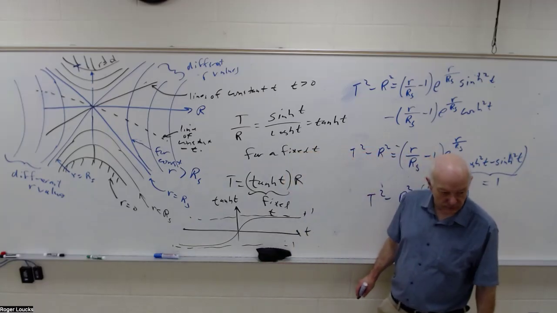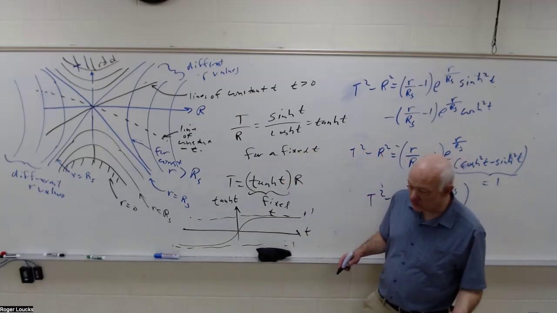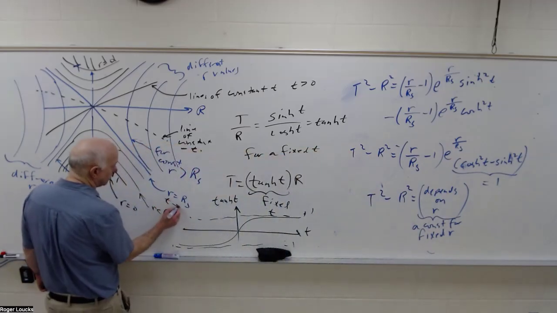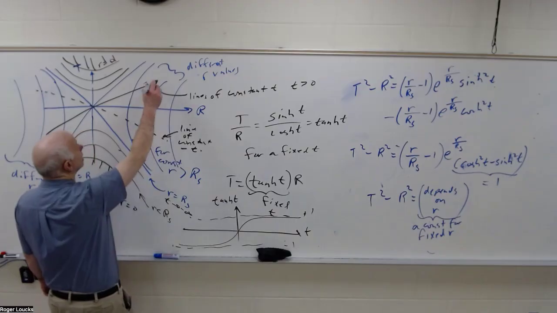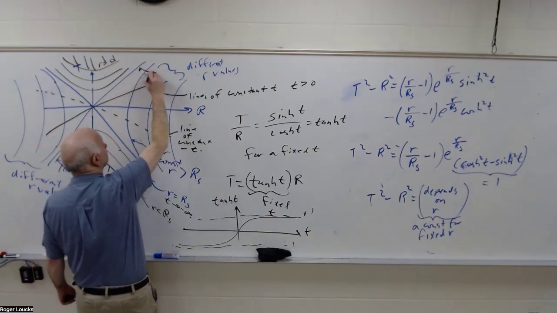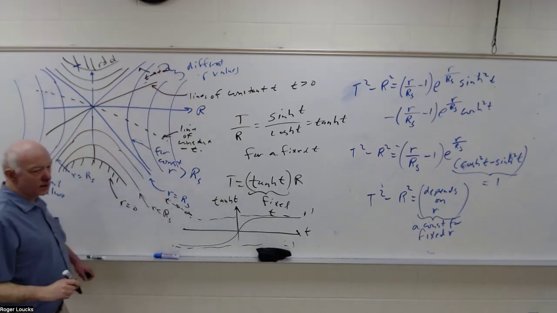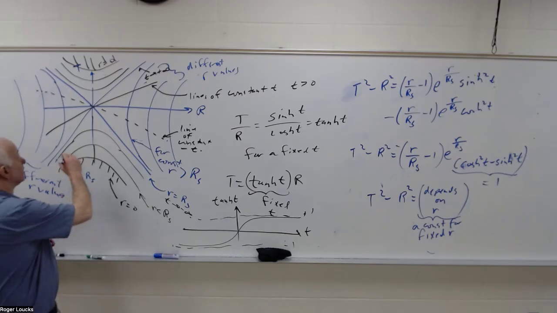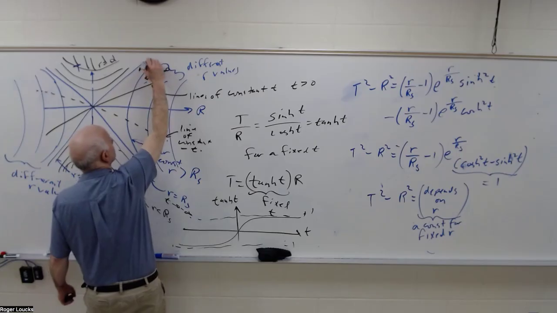Okay, that makes sense. So where would they be here? This line here corresponds to t going to minus infinity, and this line here corresponds to t going to positive infinity. That makes sense. Again, this straight line right here is your r equals 0 here.